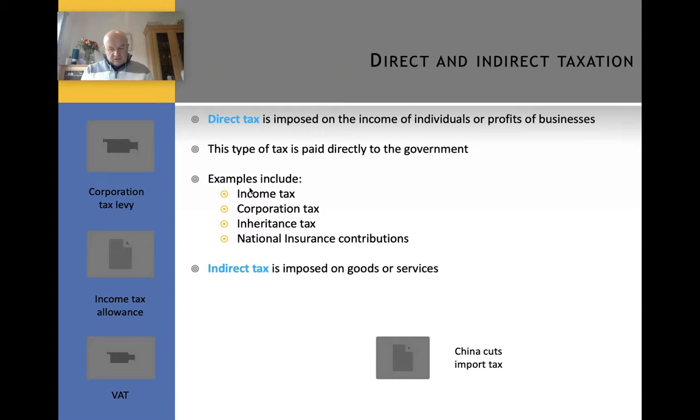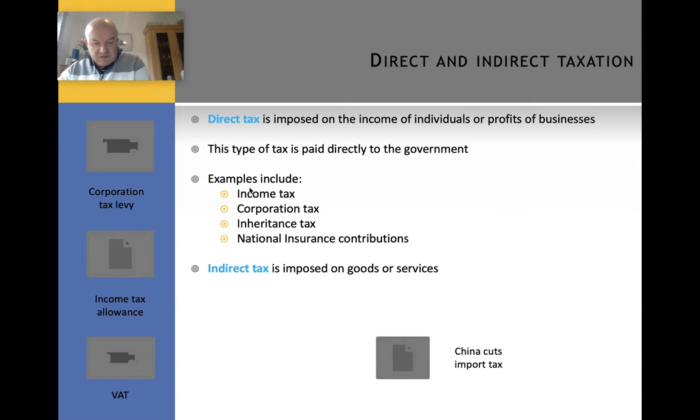You're allowed to take a certain amount tax free, but anything over and above a certain level is taxed at 40%. And that goes to the government. Okay, national insurance contributions again are things that are paid at source. So anybody that's an employee pays national insurance contributions, and that's a percentage of their salary that goes each month.